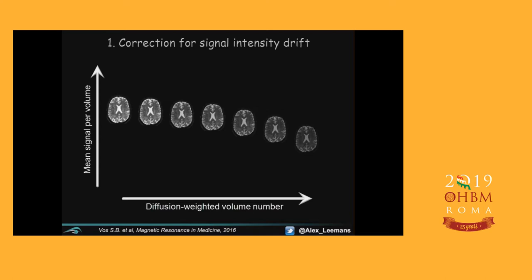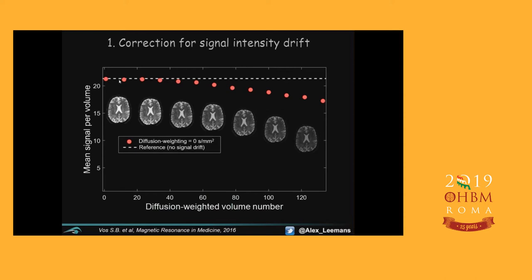So if I just take the average signal intensity of the non-diffusion weighted images, you'll get something like this over time, right? And this is an example where the gradient was really pushed to the limit in terms of the specs that were given. So this is maybe 10% signal drift, but in practice, 3, 4, 5% occurs in data, right? So this is the non-diffusion weighted signal.